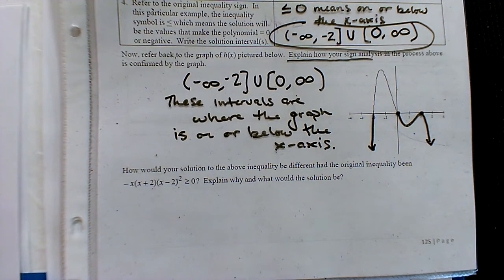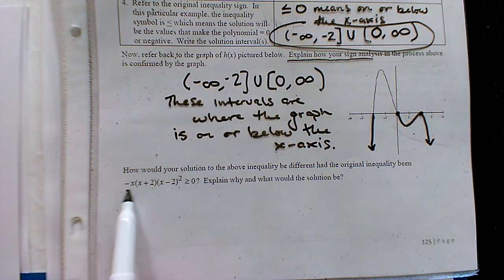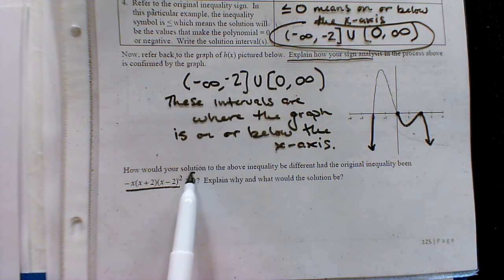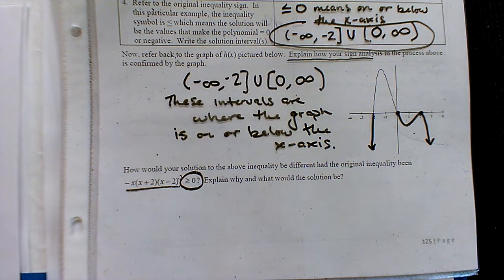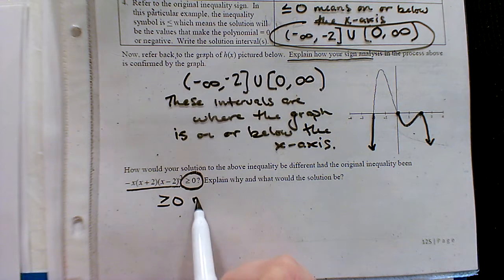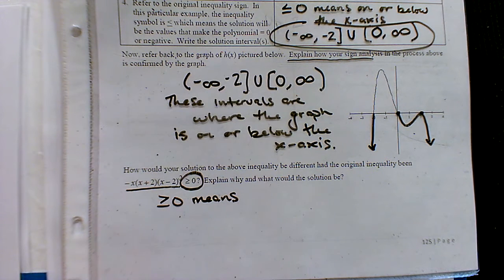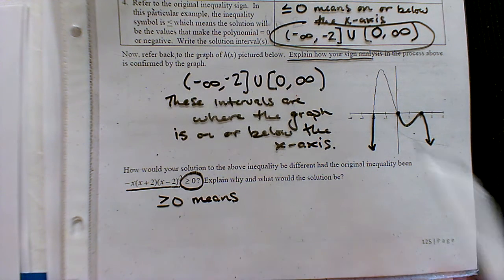What if I decided to switch it up a bit? If you take a look at the question at the bottom, what if we had the same polynomial, but I switched the inequality to greater than or equal to 0? How would our analysis be a little different? What are we looking for in this case? Yeah? It would be the section that was positive, between the two negatives.